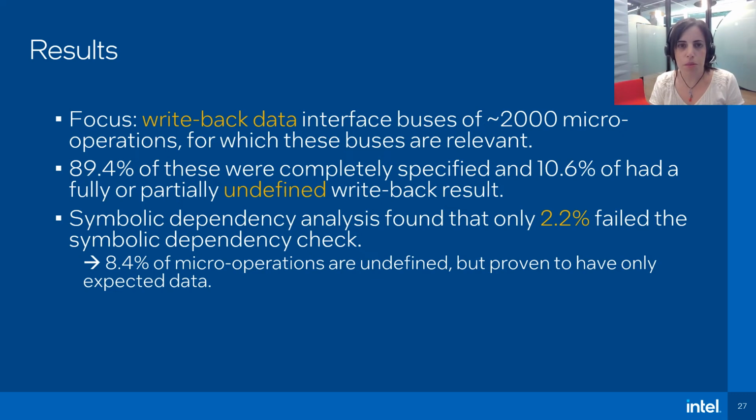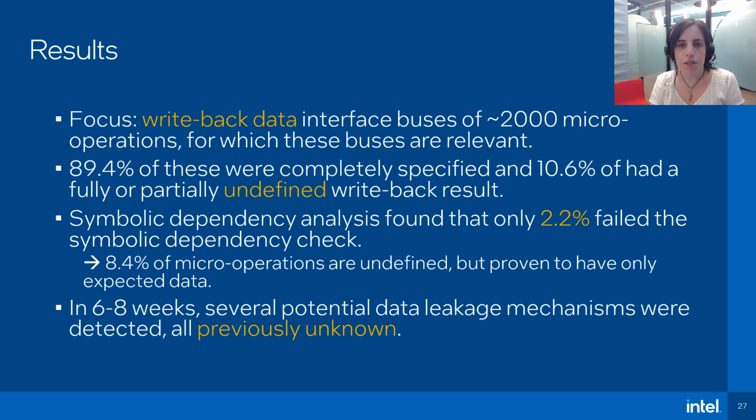These 8.4% are undefined, but the effort of finding a specification for these roughly 170 operations and validating them is saved. The remaining 2.2% were all real failures, groups of operations that were mapped to several different risky mechanisms. In a moderate effort of 6 to 8 weeks, we discovered several different mechanisms that pose a risk for potential data leakage, all previously unknown, and we caught them on time.